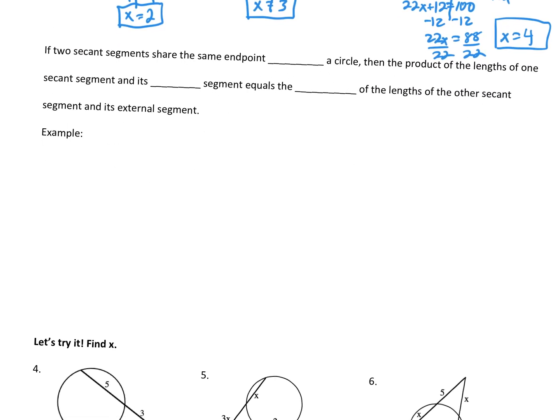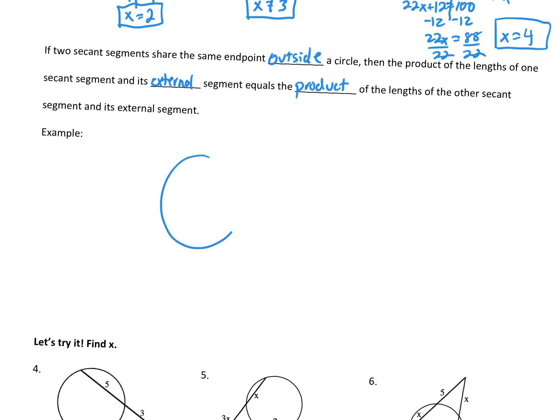Next, if two secant segments share the same endpoint outside, now no longer inside, but now outside, then the product of the lengths of one secant and its external segment is equal to the product of the other secant and its external segment.